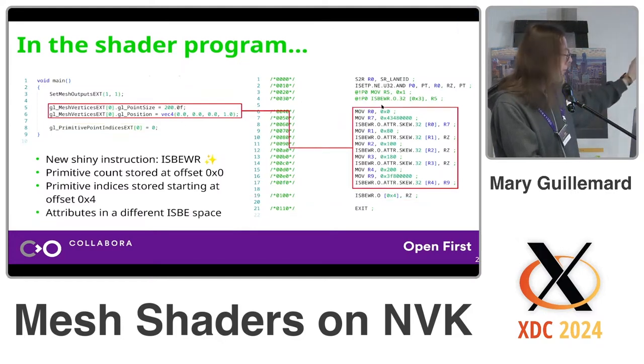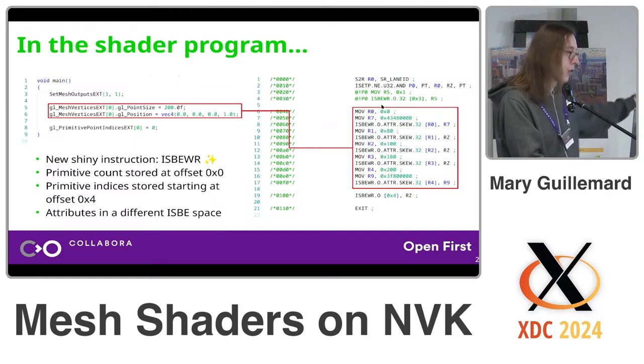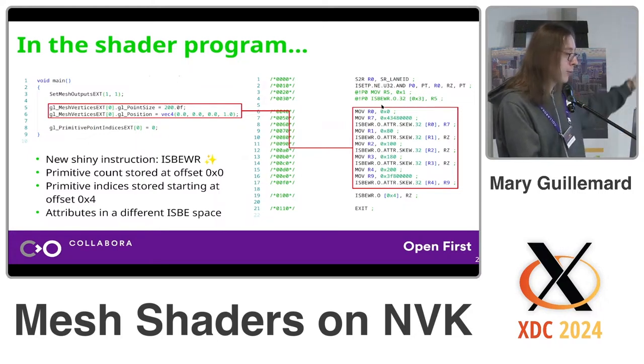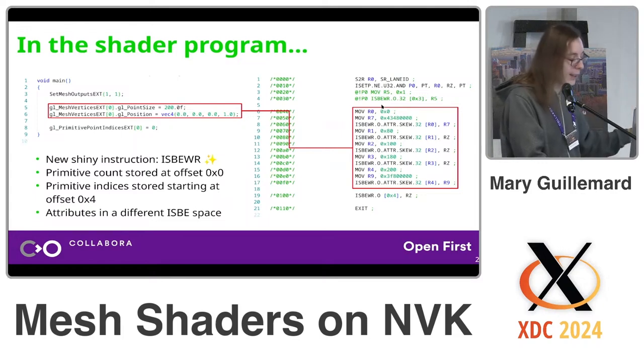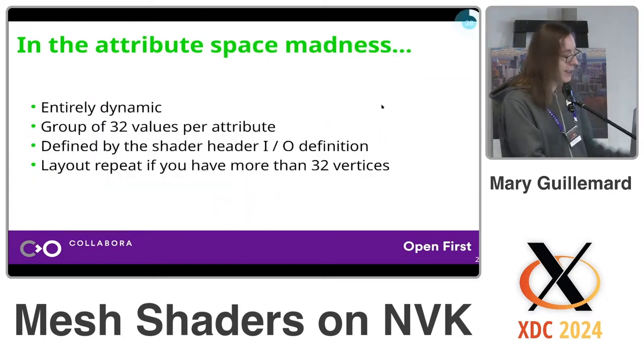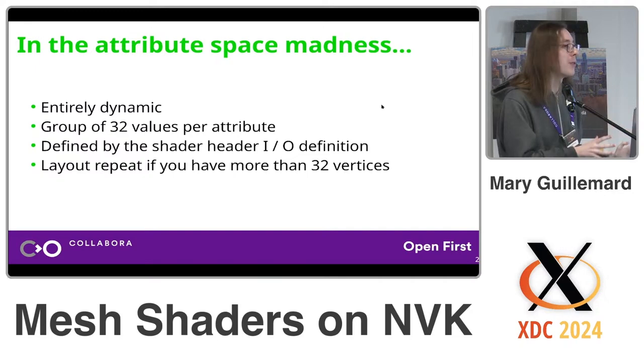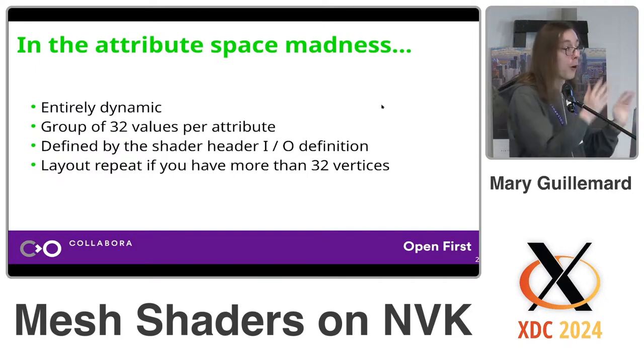So the thing to note here is that we are actually writing directly to the primitive engine internal buffer. So the primitive counts and the primitive indices are stored in one specific space, and then you have the attributes in another space. That attribute space is a bit of madness, I would say, because it's entirely dynamic. Each actual attribute is grouped with 32 values of the same kind of attributes, so grouped by vertices or per primitives.